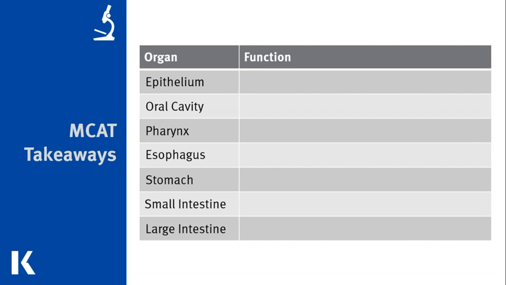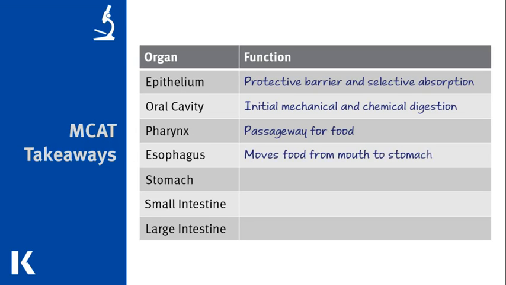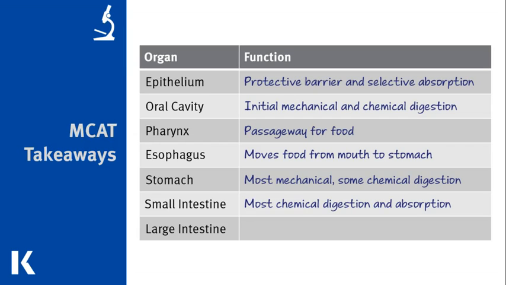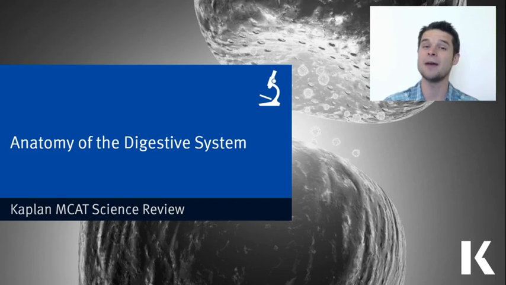This may seem like a lot of information, but remember that every effort put in now will be worth it when you get points on test day. That said, let's take a look at some of our MCAT takeaways. The epithelium protects and allows for selective reabsorption. Food first travels through the oral cavity, pharynx, and esophagus, and enters the stomach where the majority of the mechanical digestion takes place. The small intestine is responsible for chemical digestion and absorption, while the large intestine is responsible for water absorption. Well, that concludes our MCAT Science Review video on the anatomy of the digestive system.